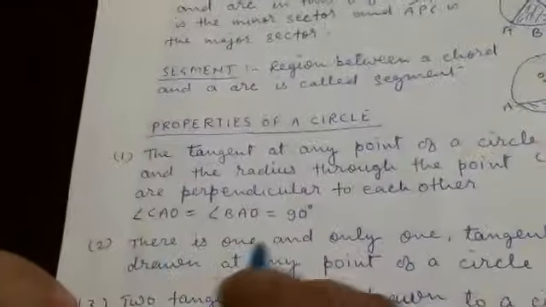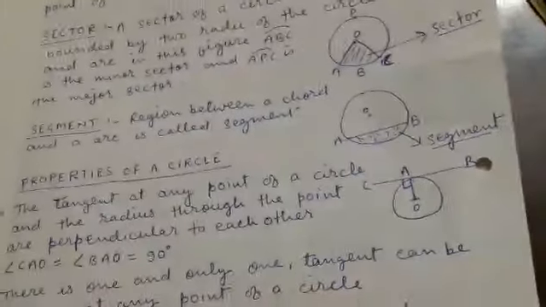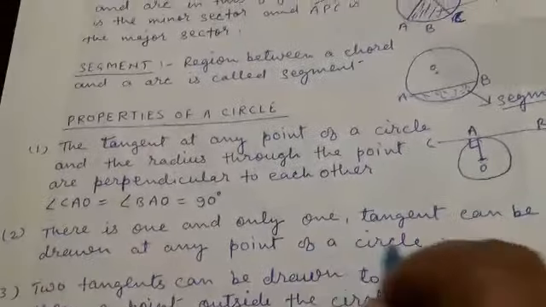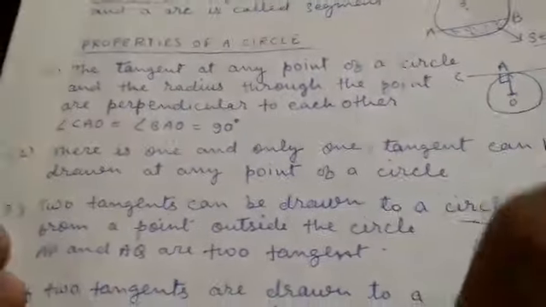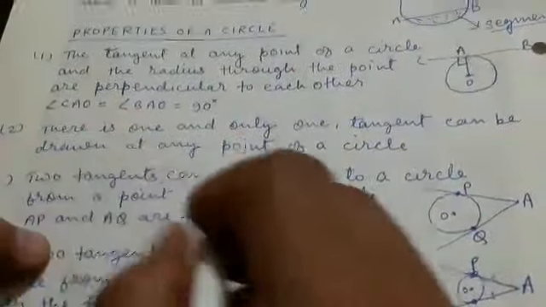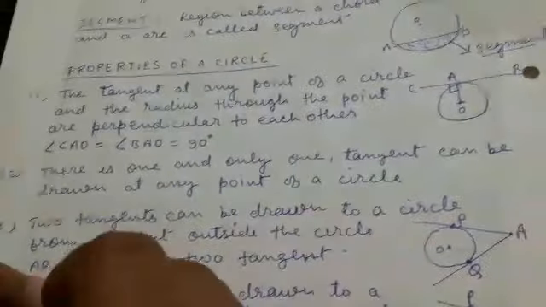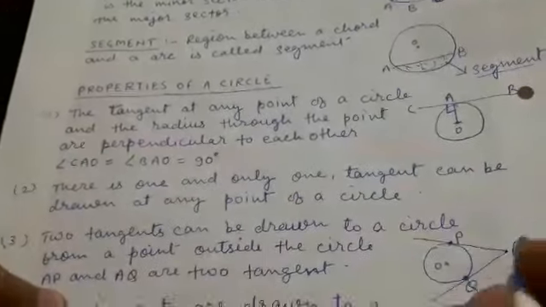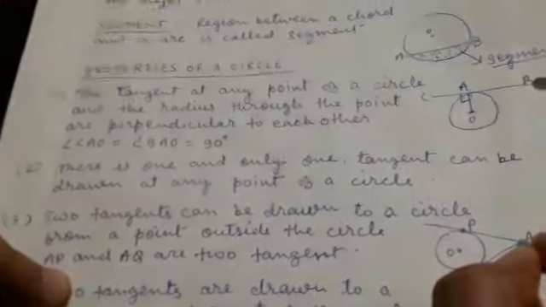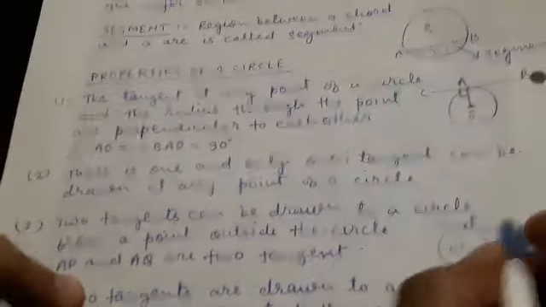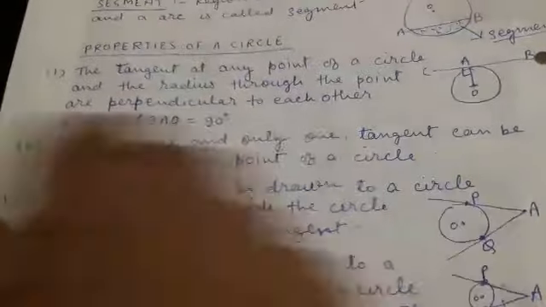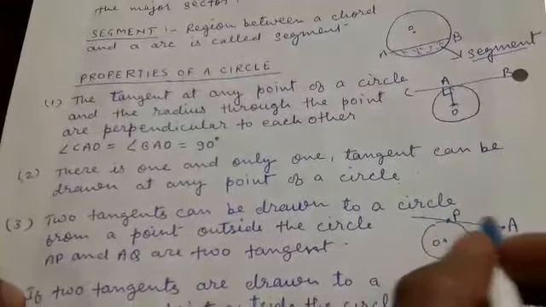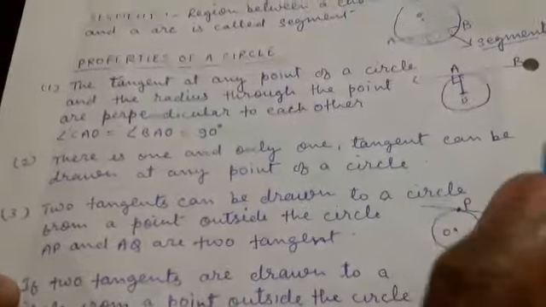Next, one and only one tangent can be drawn at any point of a circle. From any point of a circle, we can draw only one tangent line. Two tangents can be drawn to a circle from a point outside the circle. From a point which is outside the circle, we are able to draw two tangents. In this figure, AP and AQ are two tangents.